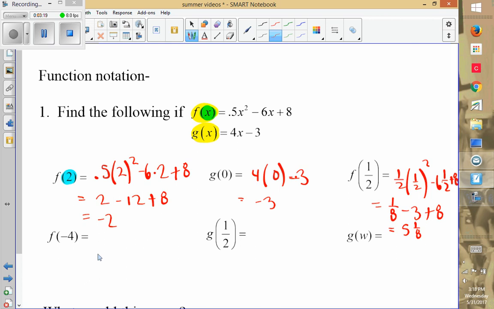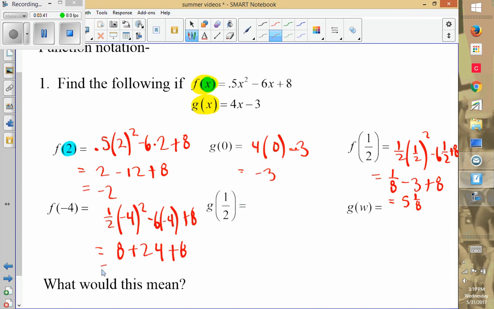Down here, we're going to put negative 4 into the f of x equation. So we're going to have 1/2. Make sure you're adding in parentheses so that you know to properly square a negative 4. When I square negative 4, I'm going to get a positive 16, but 16 times 1/2 is 8. Negative 6 times negative 4 is positive 24. So we're going to end up with 8 and 8 is 16 plus 24 is 40.